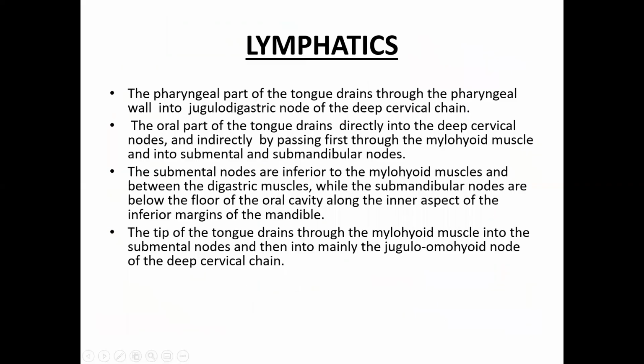Now the lymphatics of the oral cavity or the tongue. The pharyngeal part of the tongue drains through the pharyngeal wall into the jugulo-digastric nodes of the deep cervical chain. The oral part drains directly into the deep cervical lymph nodes, or indirectly into the submental and the submandibular lymph nodes. Actually, the lymphatics of the tongue have four routes.